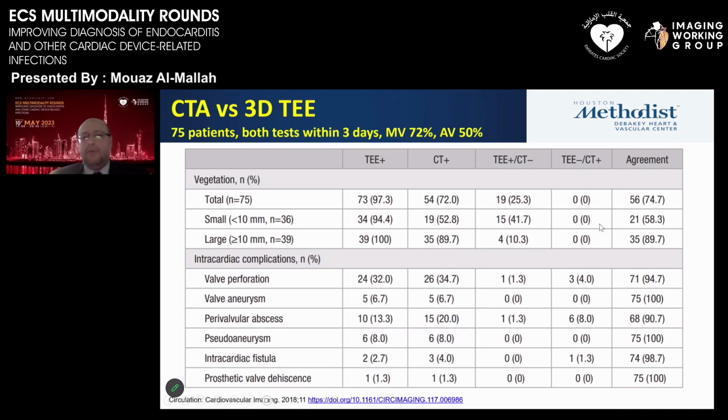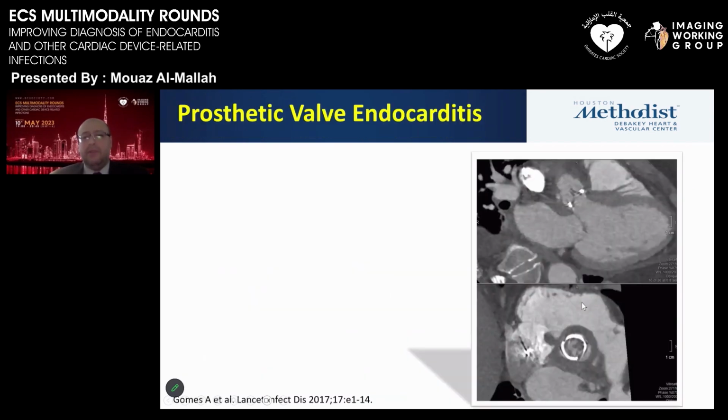Again, in terms of what TEE can miss, this is very nicely shown here. It's paravalvular abscesses and mechanical complications. So valve perforation was missed in 3 cases. Paravalvular abscesses were not seen on 6 TEEs, and intracardiac fistula was not seen on 1. So I like this one because it tells you if you are suspecting a small vegetation, don't go for CT because you can easily miss it. TEE would be your test of choice. If you are thinking of mechanical complications, abscesses, fistulas, then CT might have an edge over TEE for these patients.